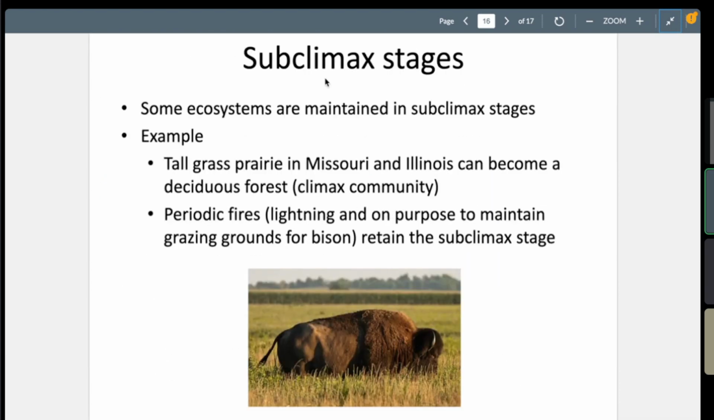So, subclimax stages. Some ecosystems are maintained in subclimax stages. Tall grass prairie in Missouri and Illinois can become deciduous forest. You see this prairie can often grow into forest land if given the chance. But periodic fires can retain them in a subclimax stage. Sometimes they can never grow into these forests that you can see in the background because of these fires, and most times they're set on purpose to maintain grazing grounds for bison.